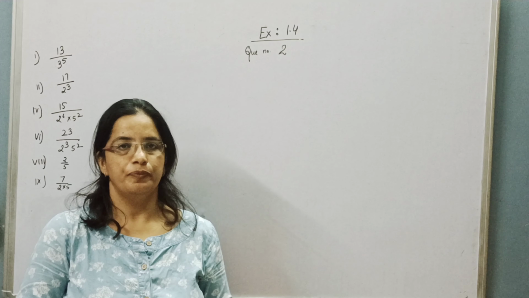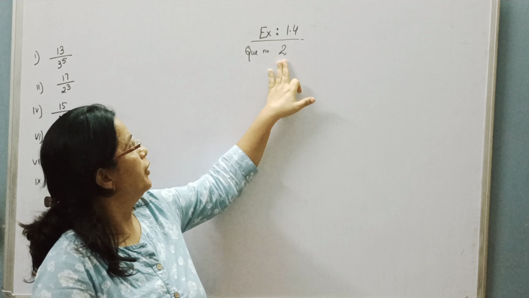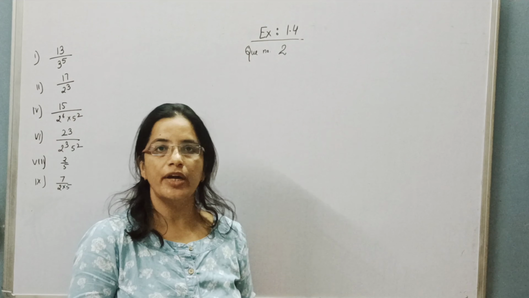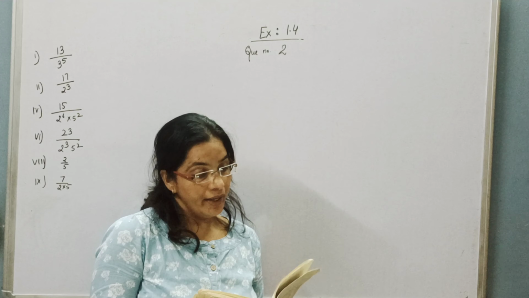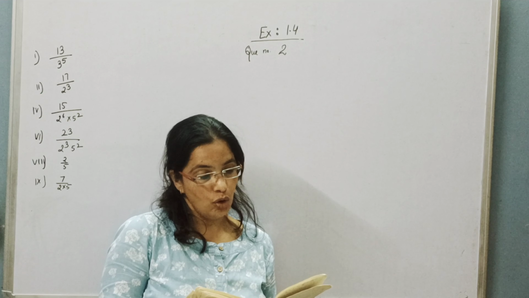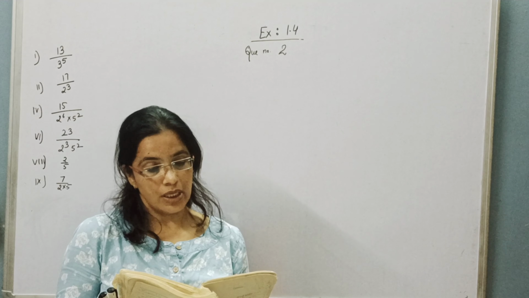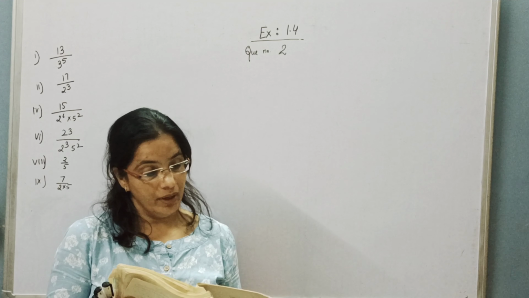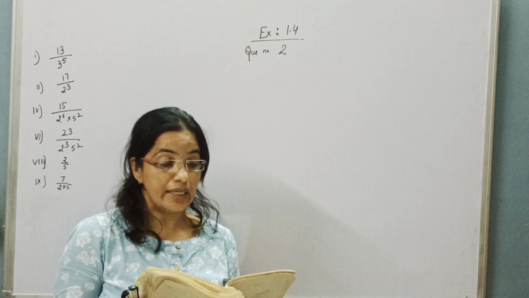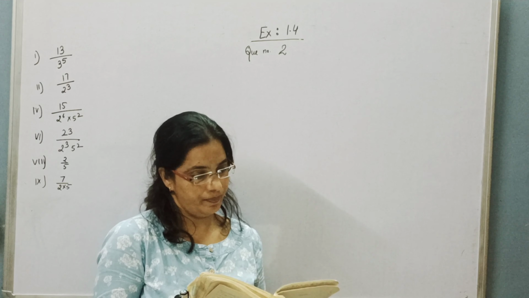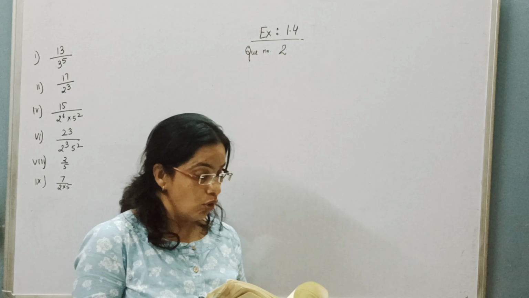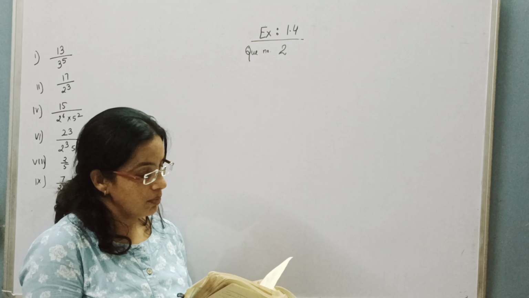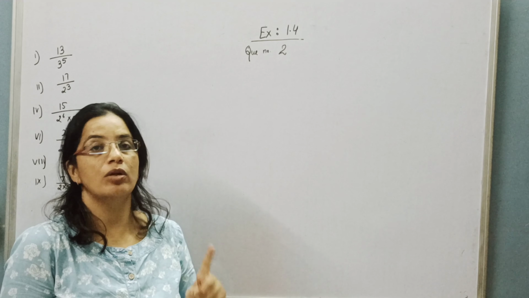Greetings everyone. Today we will do question number 2 of exercise 1.4 and the question is: find the decimal expansion of those rational numbers in question number 1 above which have terminating decimal expansion. So you have to find the decimal expansion of those numbers which have terminating decimal expansion in question number 1.